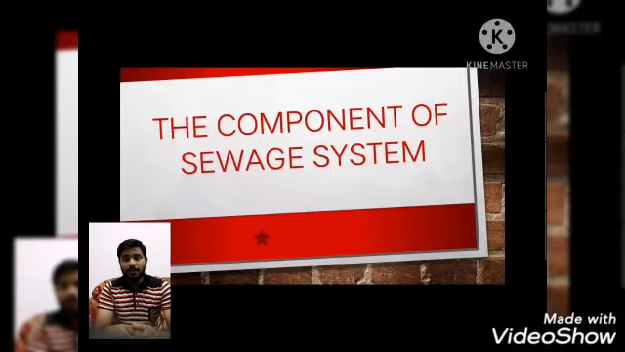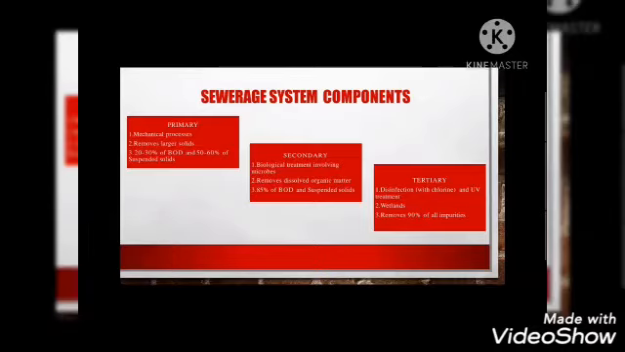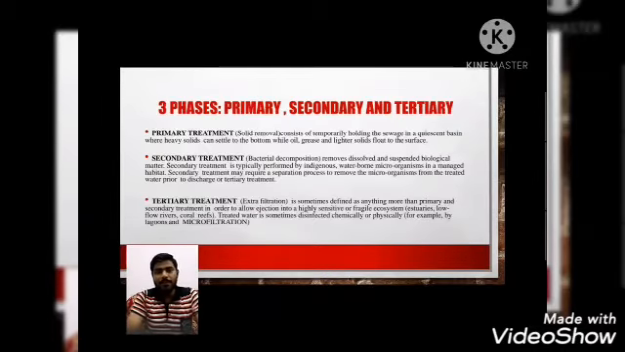Today, I'm here to present about the components of the water sewage system. There are three main stages in the water sewage system, which are primary, secondary, and tertiary treatment. The primary treatment is also known as a solid remover in the sewage system. The primary treatment consists of temporarily holding the sewage in a quiescent basin where heavy solids settle to the bottom, where grease, oil, and lighter solids float on the surface.